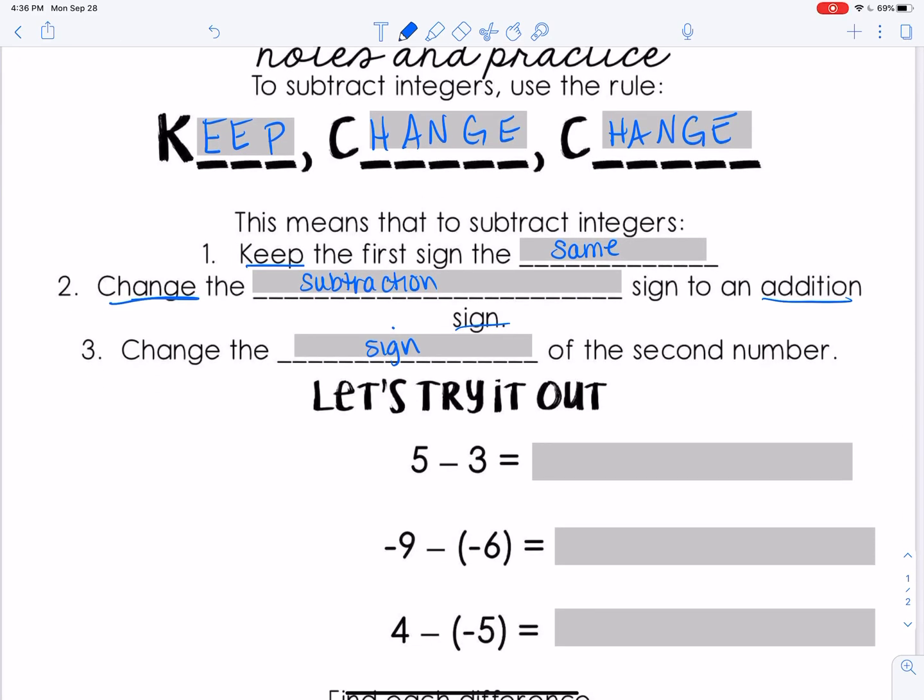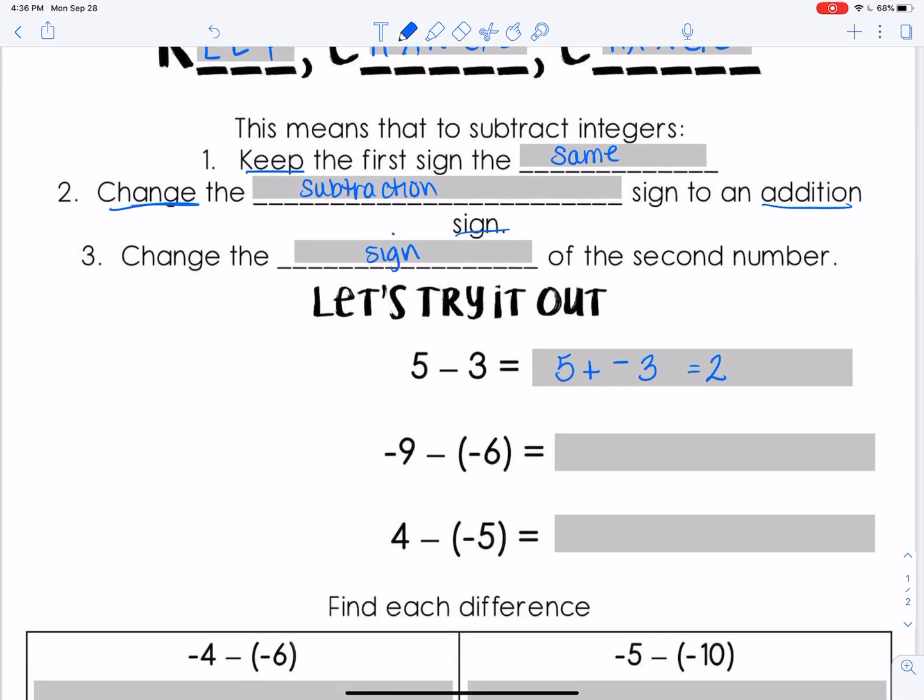So first, 5 minus 3 becomes 5 plus, because I changed the subtraction to addition, plus a negative 3. Okay? So 5 plus negative 3 means it's 2. So let's see if this works for the next one. This will be negative 9, change to a positive, change to a positive 6. So this then becomes negative 9 plus 6. Need to find the difference, which is 3. And it'll be negative 3.